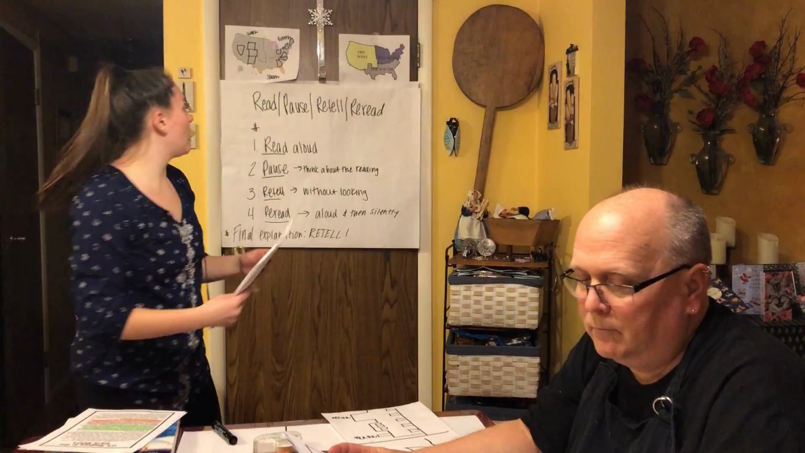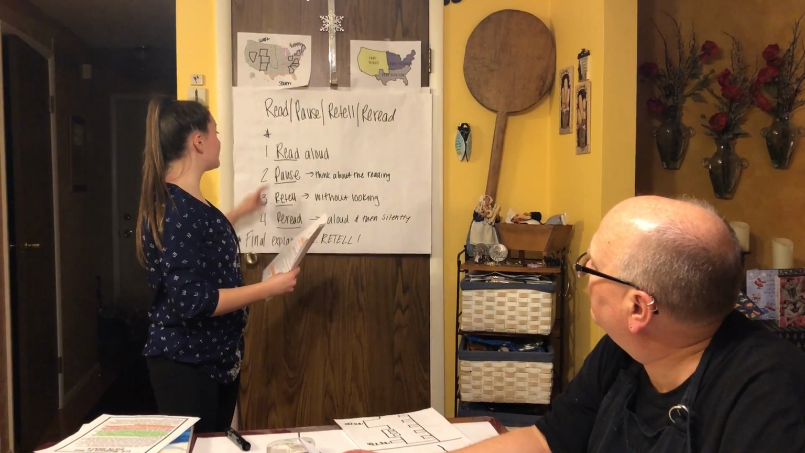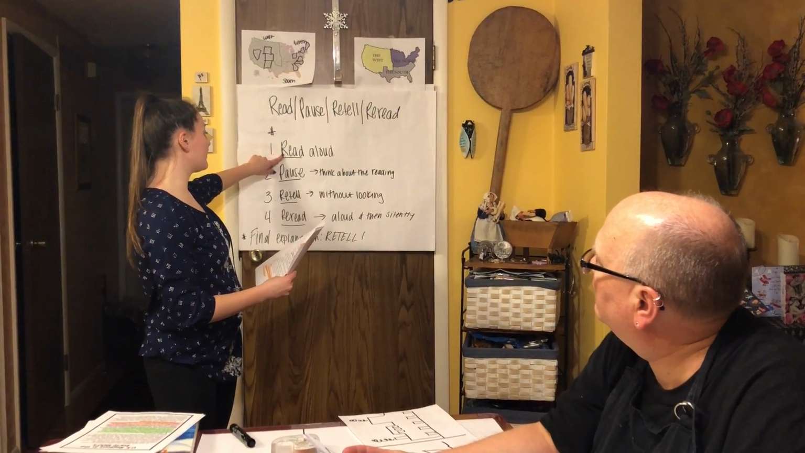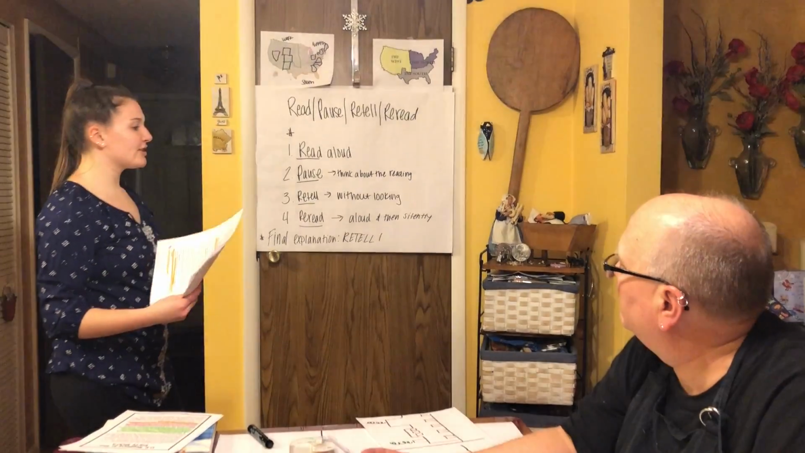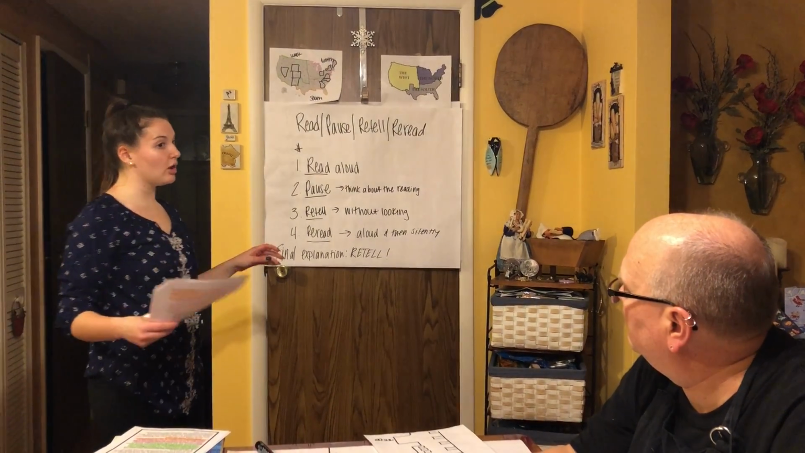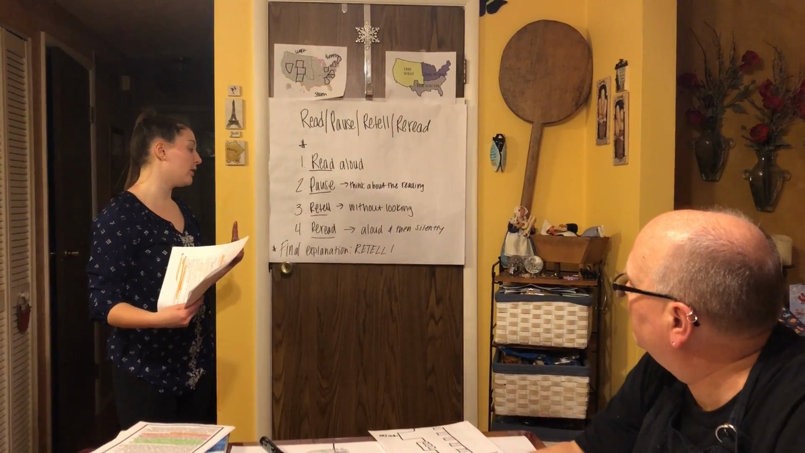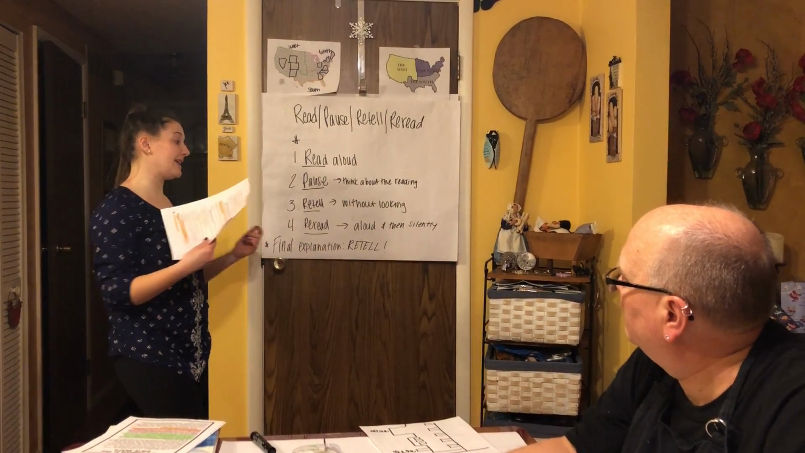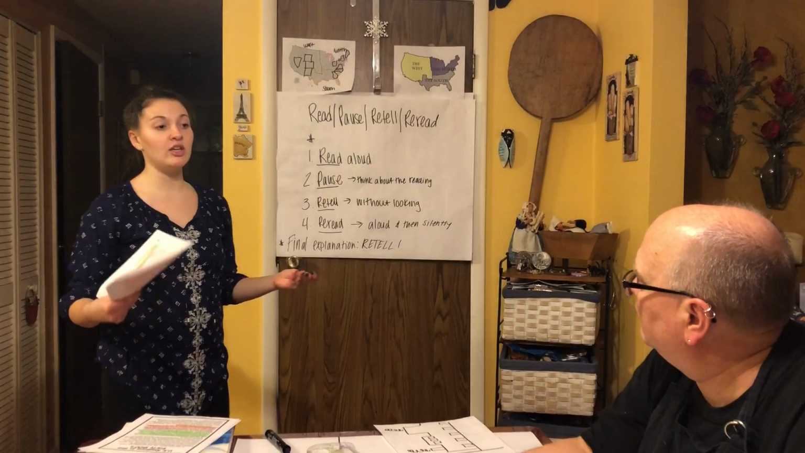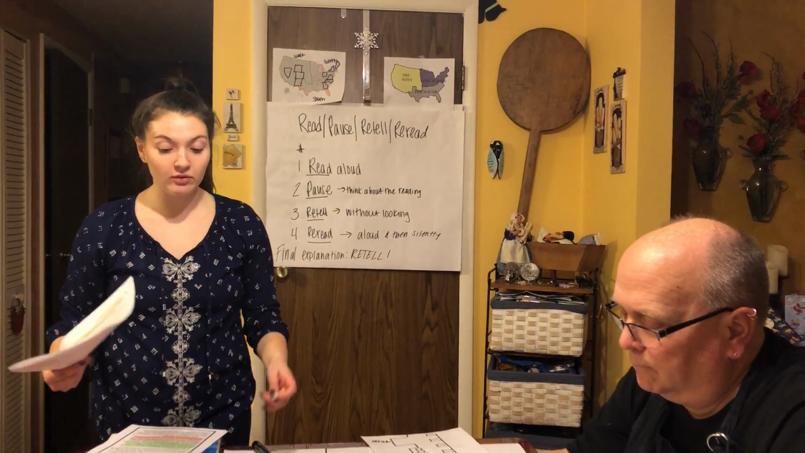Okay, so the first step is to read aloud. Then we will pause, think about the reading. The third step, we will retell without looking. We're going to retell what we remember. Then we're going to reread. You will read it aloud, and then you will read it silently. And then finally, you will have your final explanation of what you read, which is your retell.